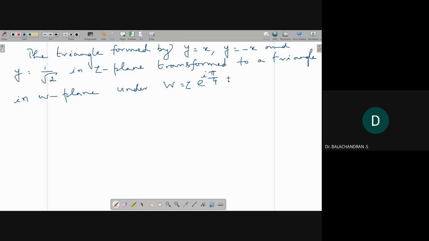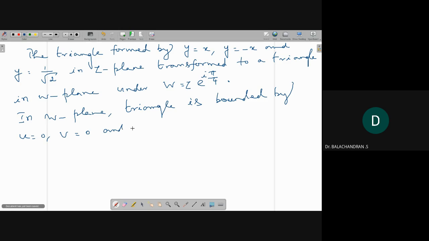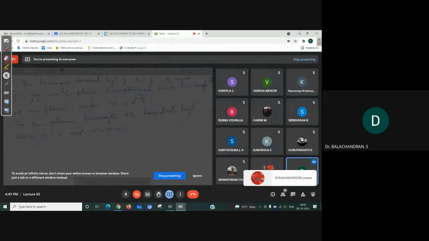So in W plane, the triangle is bounded by U equal to 0, V equal to 0, and V minus U equal to 1. Okay, so that's the end of this problem.